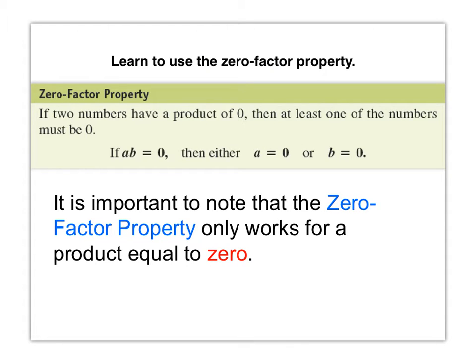The zero factor property. If two numbers have a product of 0, then at least one of the numbers must be 0. So if a times b equals 0, then either a is equal to 0 or b is equal to 0. It is important to note that the zero factor property only works for a product equal to 0.